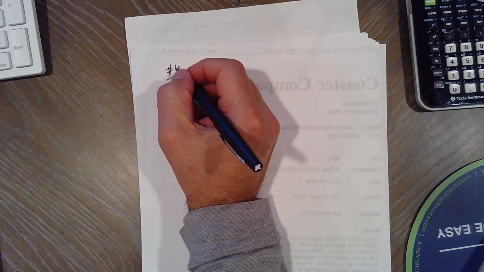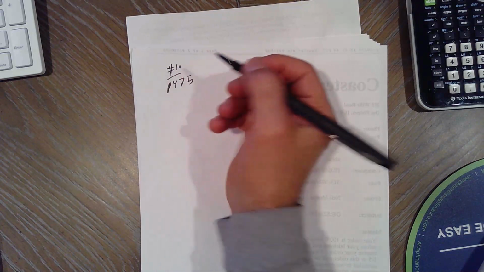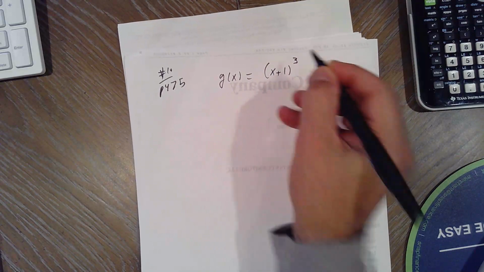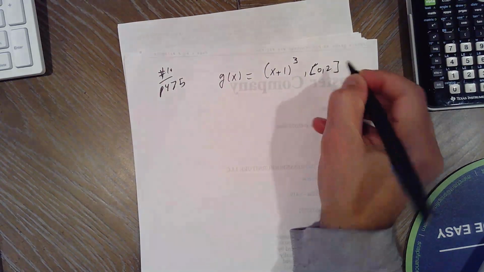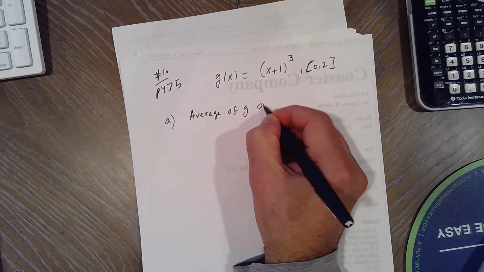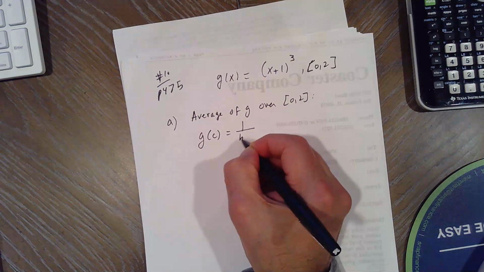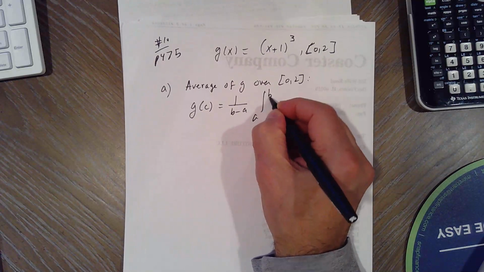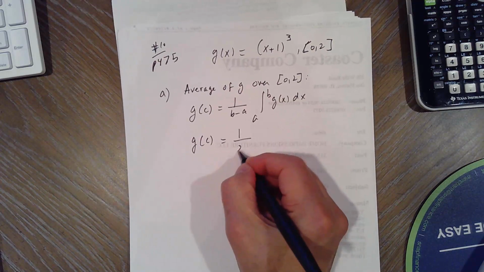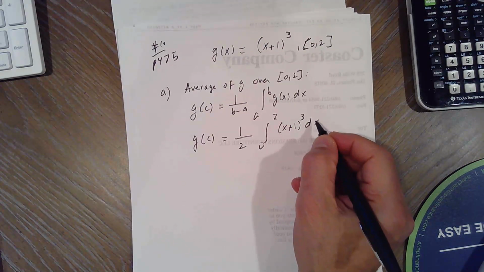It says find the average value of f, find c in the given interval such that f average equals f of c. Okay, so g of x equals x plus 1 cubed. The interval is 0, 2. So first find the average of g over 0, 2. So it's g of c, 1 over b minus a, interval a to b, g of x. So we're using g instead of f. So 1 over 2 minus 0, 0 to 2, x plus 1 cubed dx.